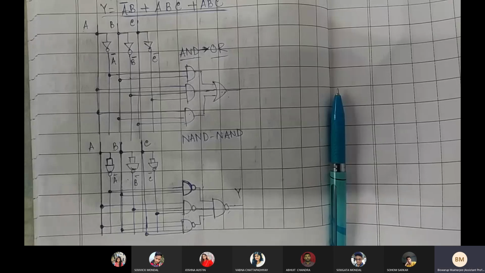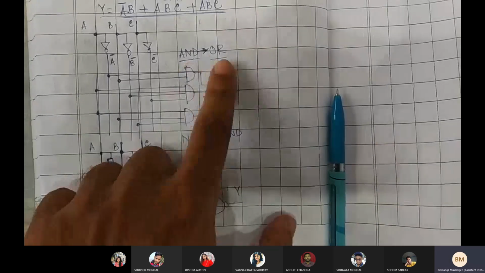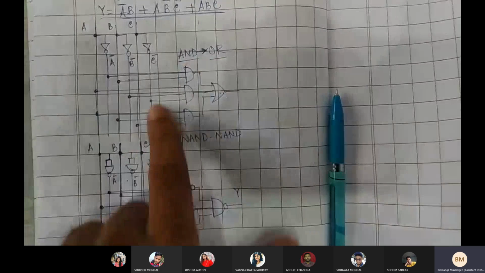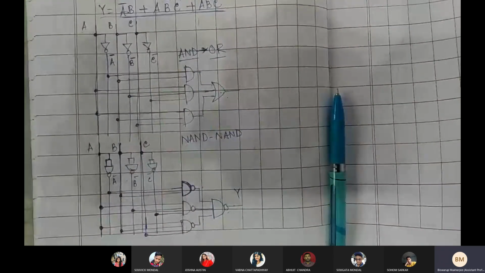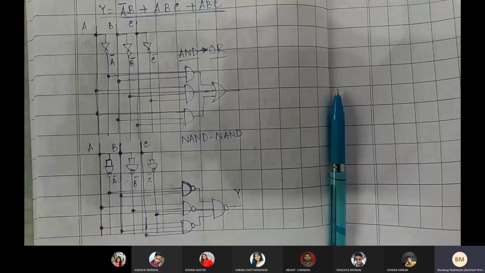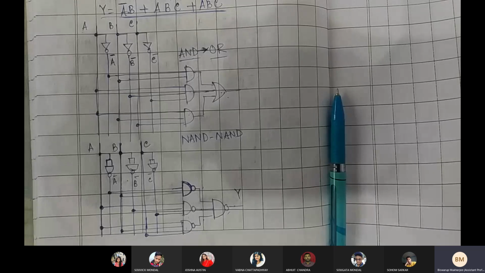So make sure it is AND followed by OR. The notation should be like this. It shouldn't be that I have got one AND, then at one particular point we have OR, then maybe another AND is there, maybe some XOR comes right over there.